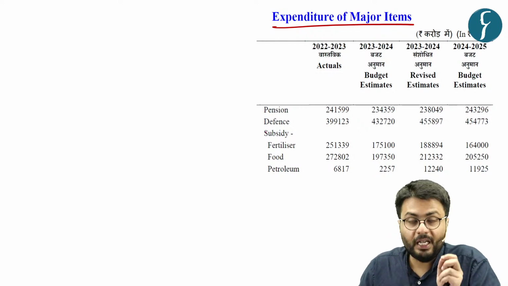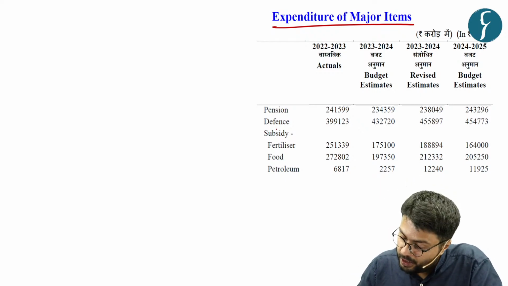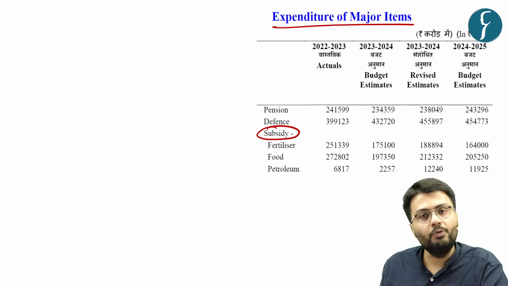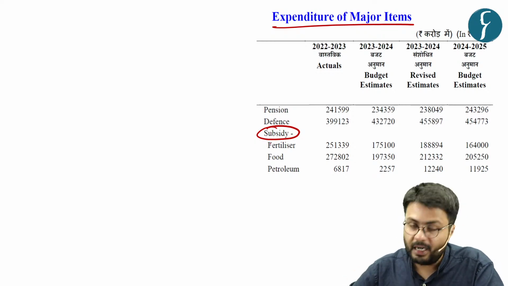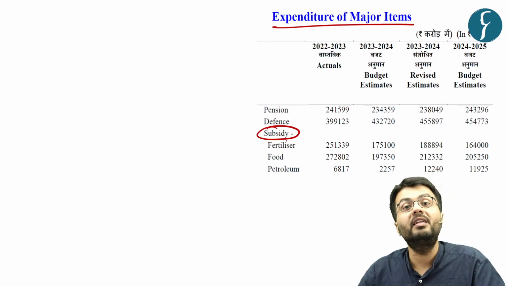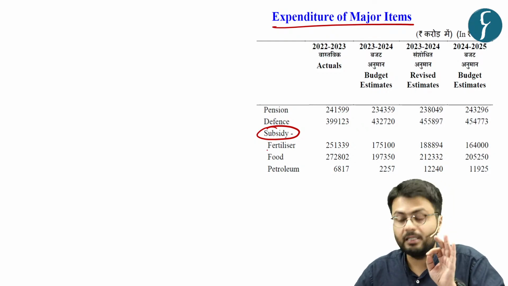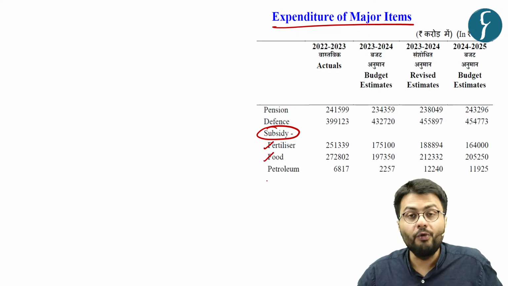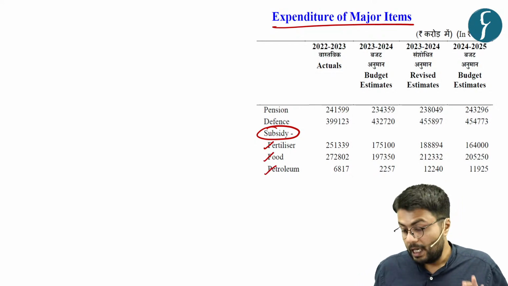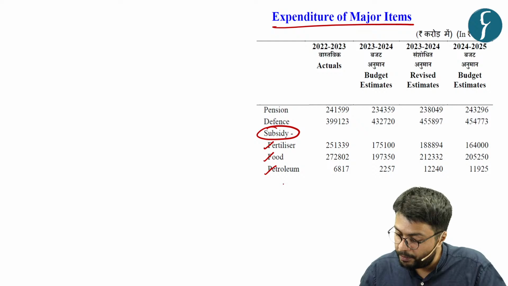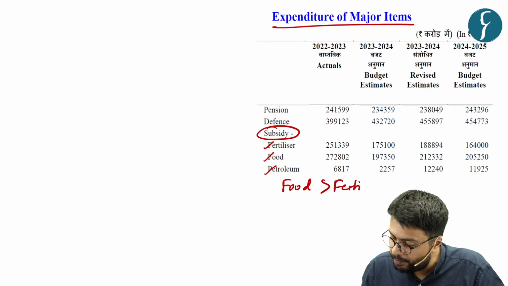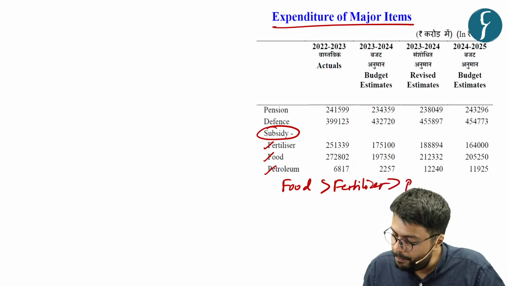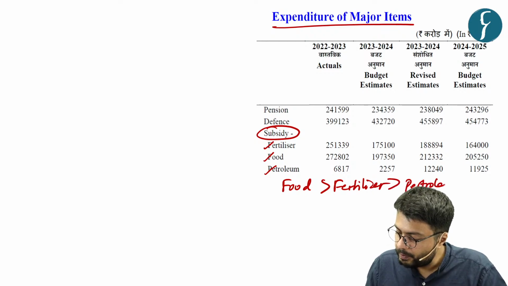And most of the highlighted expenditure is on subsidies provided by the union government. Now, from this table, you can understand the government is providing three kinds of subsidies, that is, subsidies on fertilizers, food, as well as petroleum. The decreasing order of these subsidies is food subsidy, followed by fertilizer subsidy, followed by petroleum subsidy.